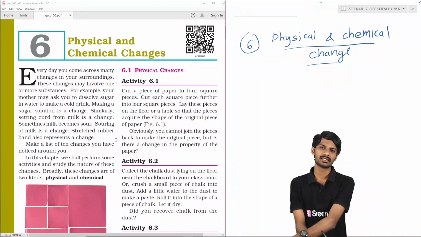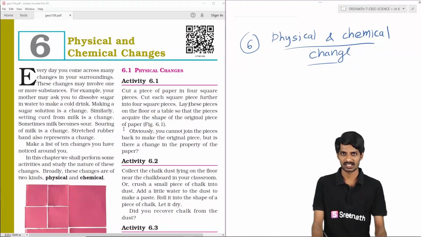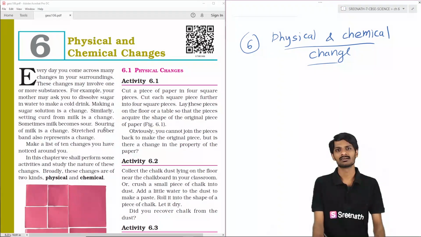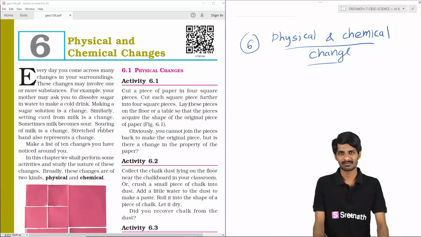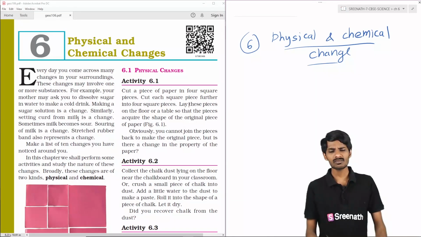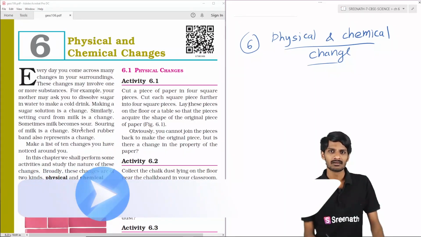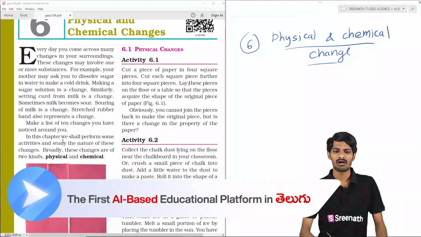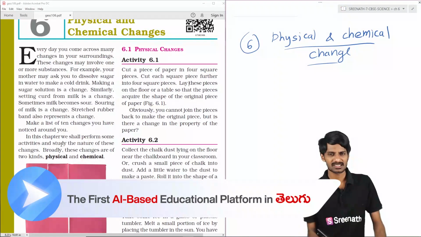Okay students, every day in our daily life we will see many changes. Suppose you add sugar to water and stir it, then it is a sugar solution, so it is a change. And making curd from milk, it is a change. Stretched rubber represents a change. All those represent changes.